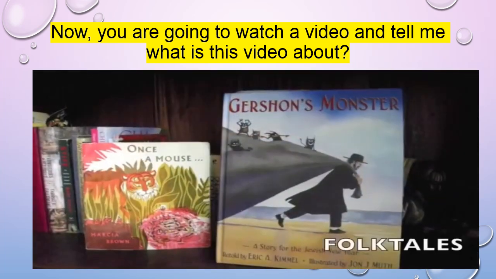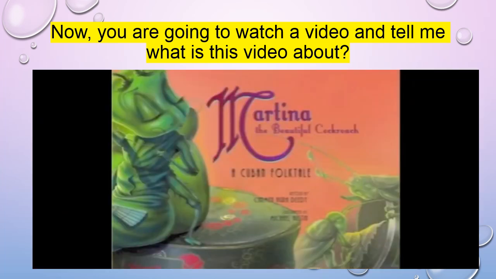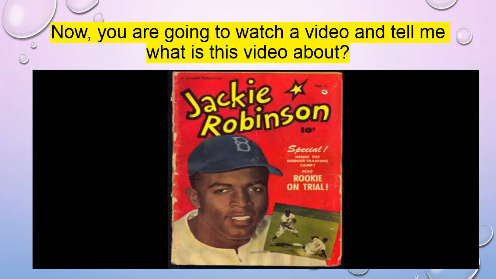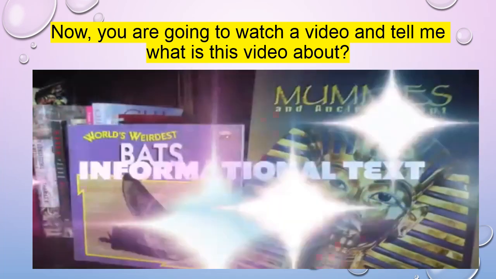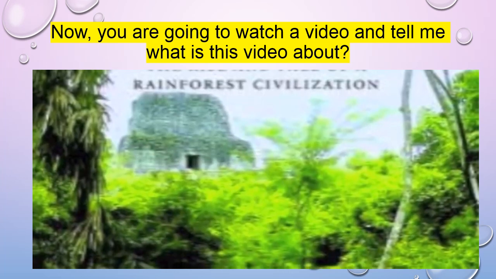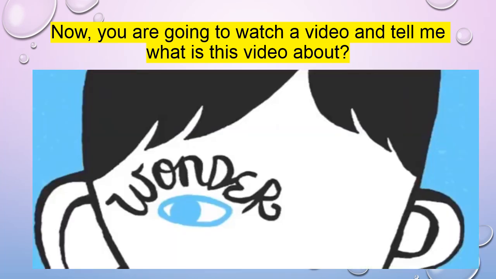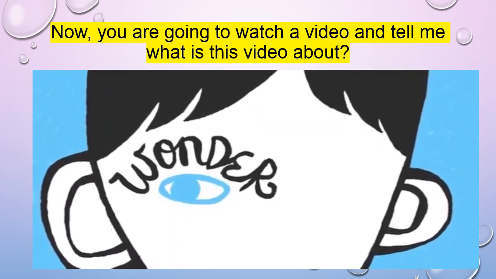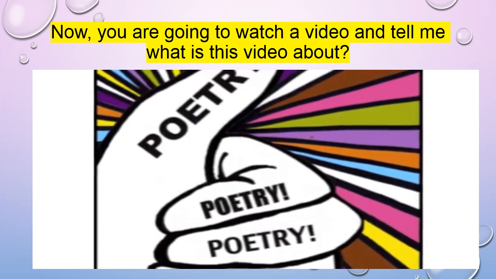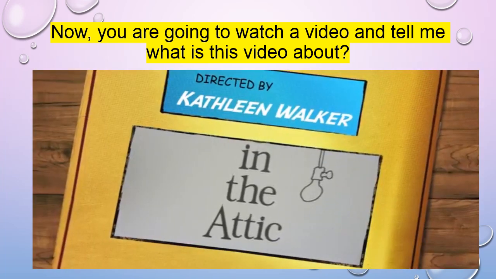Folk tales are myths or fables that have been told over a long period of time, often from generation to generation. Biographies and autobiographies are true stories about real people. If you like books about real subjects with real photographs and facts, you probably love informational texts. These books inform you about something. Realistic fiction are stories about real-life situations, but they're made up. And let's not forget poetry. Poetry, poetry, poetry. We love poetry at our school. So come on down into the library. Try something new. We'll see you soon.